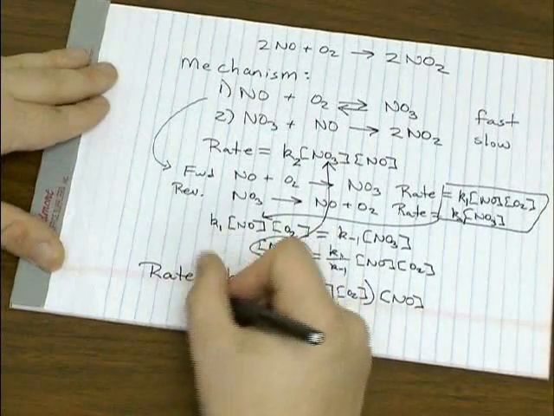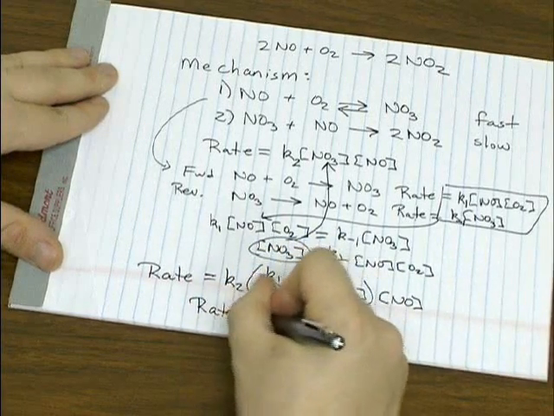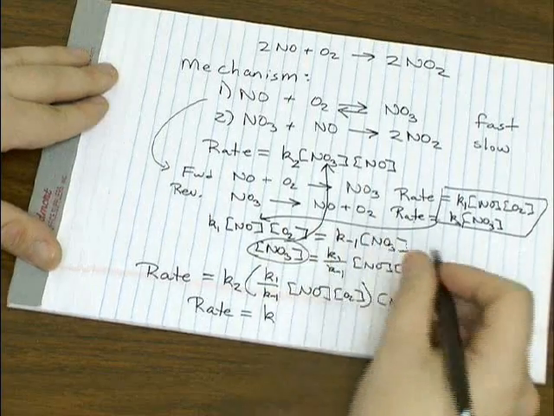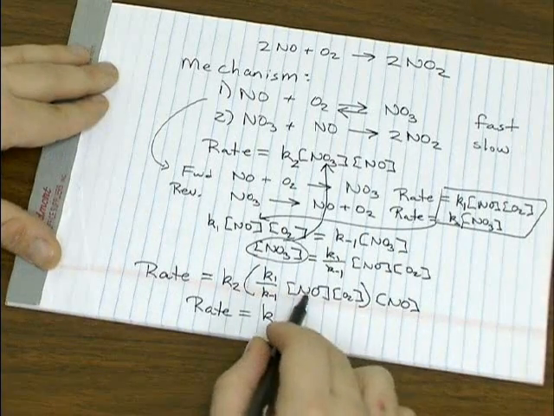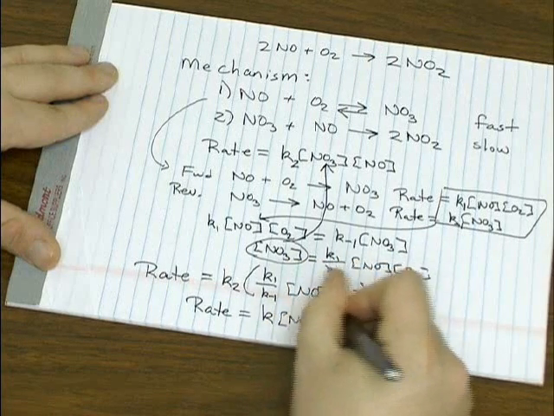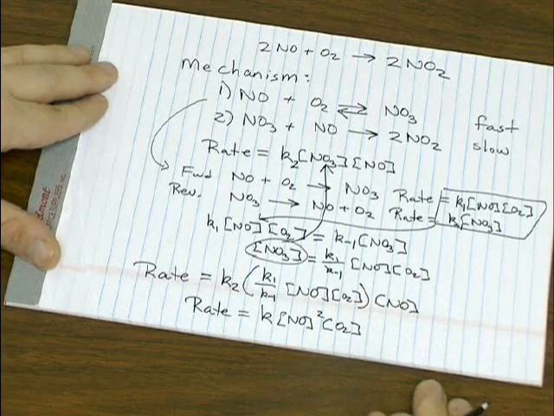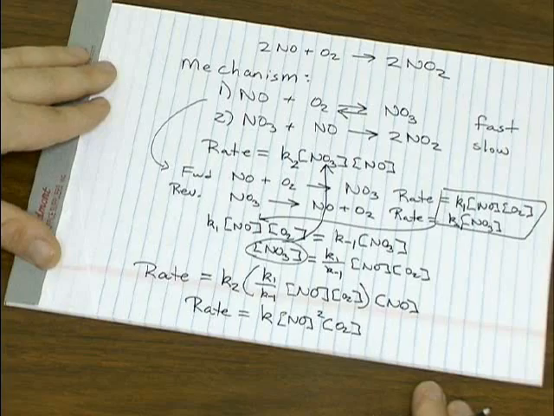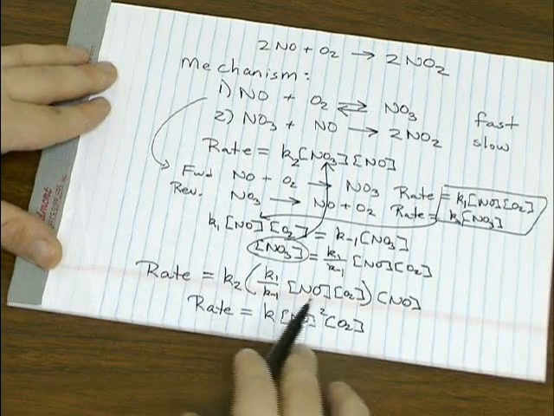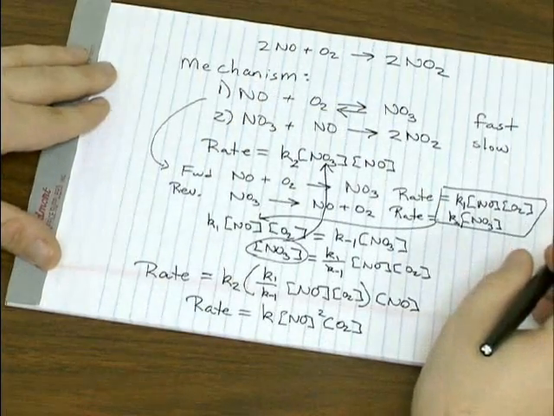We can clean this equation up a little bit. Take all these constants and put them into one value we'll just call k. And we have NO times O2 times NO. We can rewrite that as NO squared times O2. So now we have a better rate law because now we only have our reactants shown in the equation.